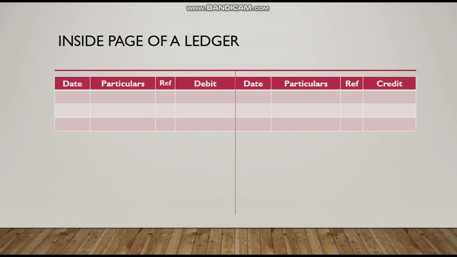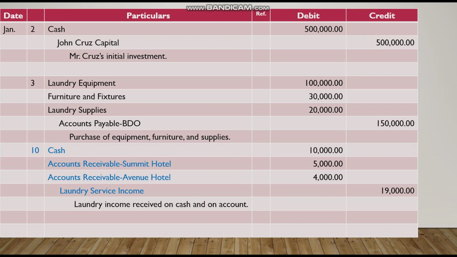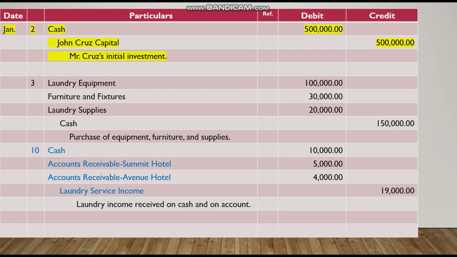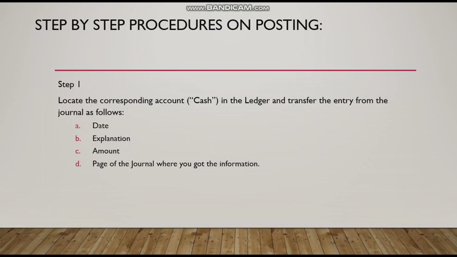For you to understand this, let us try to post these journal entries here to the general ledger. These were our journal entries made in our last video with a little variation. Let us post first the very first transaction, which is debit cash and credit Chan Cruz Capital. The first thing that you should do is go to the ledger and locate the cash account. So step number 1: locate the corresponding account, in this case cash, in the ledger and transfer the entry from the journal as follows.